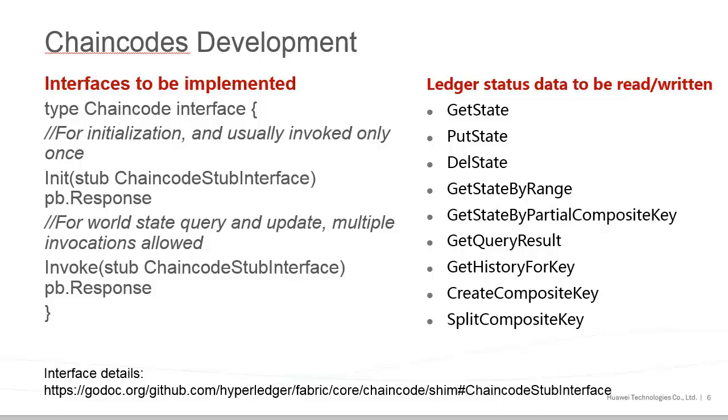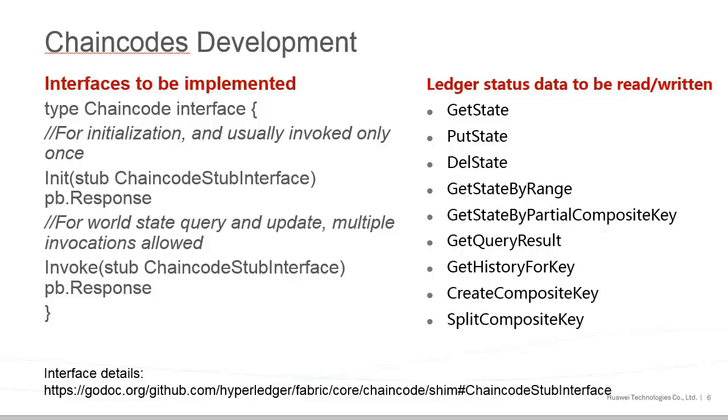Answer. We need to implement the initiate and invoke functions in chain code development. In most cases, the initiate interface is invoked only once and is used to initialize ledger data. The invoke interface can be invoked multiple times though, to query or update the world state. That's why the invoke interface must be used to operate ledger-related data.